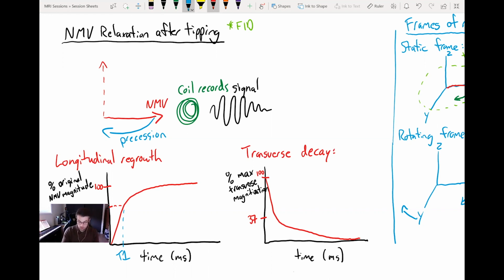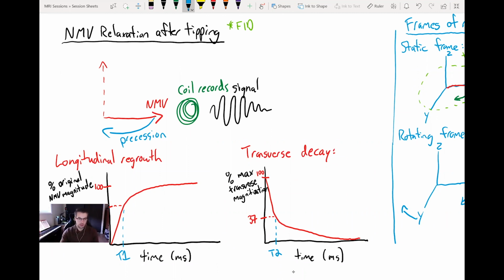If you're wondering, why did they pick 63% and 37%? I don't have the exact answer for you, but I've always thought it's probably just because the physicists who were first doing this kind of stuff found that those were very useful quantifications of these curves. Because you can get differences between tissues once you allow NMVs in different conditions to evolve for a long enough amount of time.